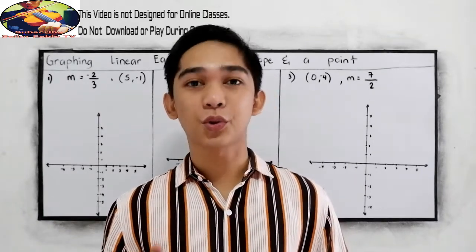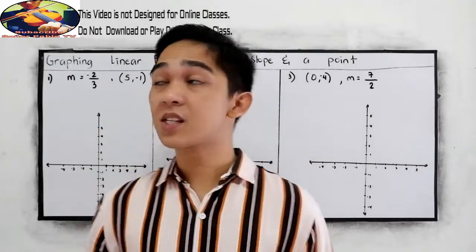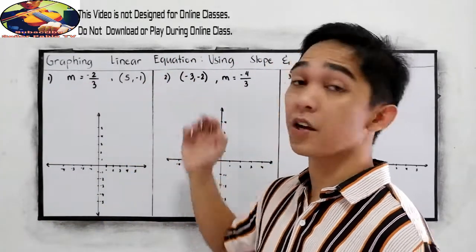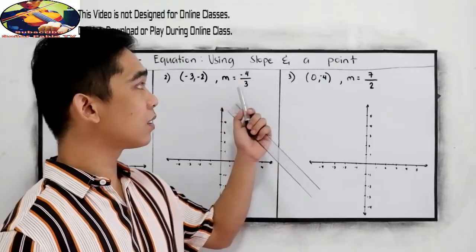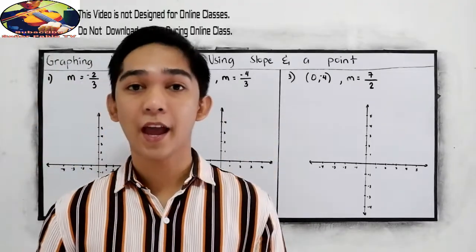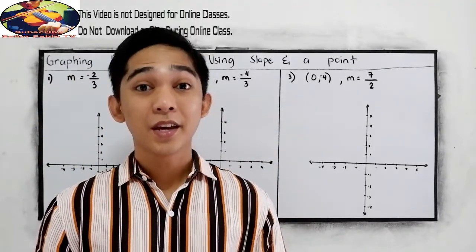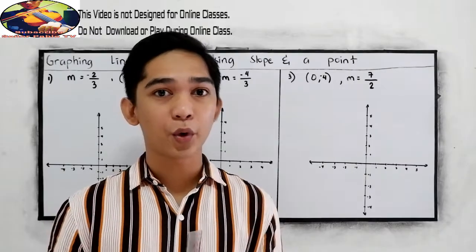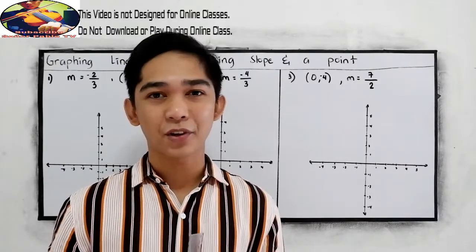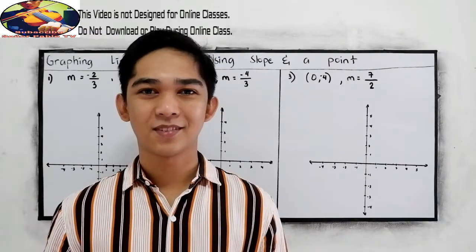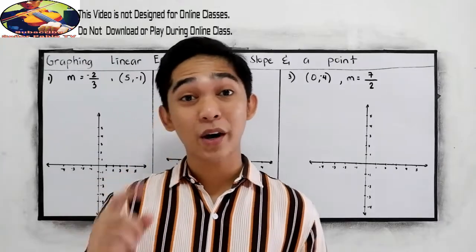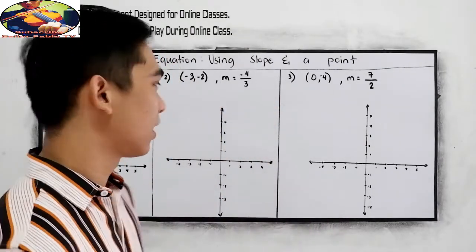And for today's tutorial video, we will be discussing graphing a linear equation using a slope and a point. If the given is a slope and a point, how are we going to graph it in our Cartesian plane? So let's have our example number one.